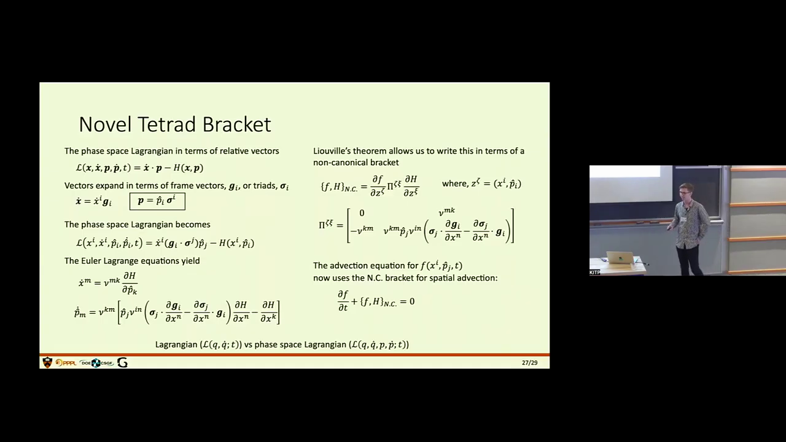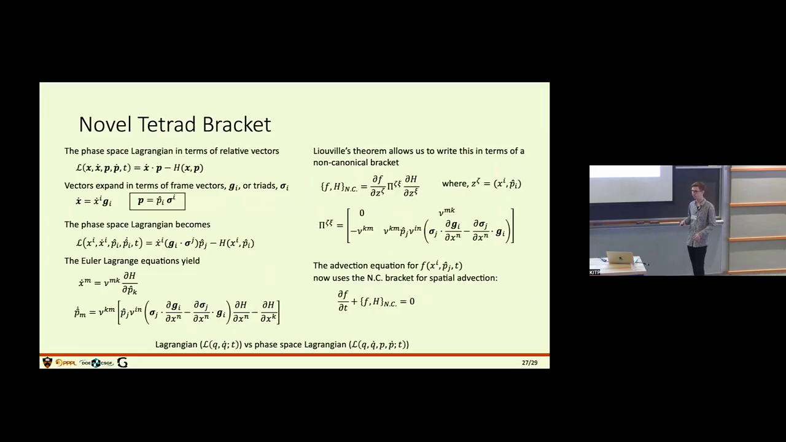From the Euler-Lagrange equations, we get our equations of motion. From these, we're able to construct a tetrads bracket that's non-canonical that ultimately describes our phase-space evolution with this local special relativistic frame describing the momentum. So this takes on a similar form. We just add an NC for non-canonical to our Vlasov equation.